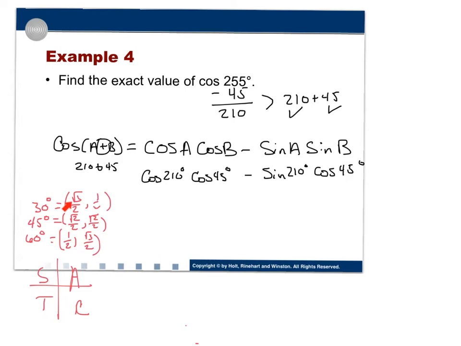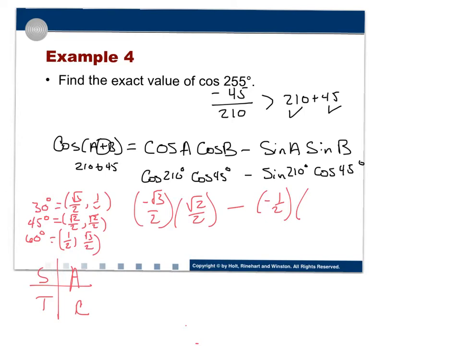Is it positive or negative? 210 is in the third quadrant. Only tangent and reciprocal are positive, so this is going to be a negative root 3 over 2. My 45s are always root 2 over 2, I just need to know whether it's positive or negative. Sine of 210, third quadrant. If cosine is root 3 over 2, then sine has to be the other one, which is 1/2, but it is negative because we're in the third quadrant.